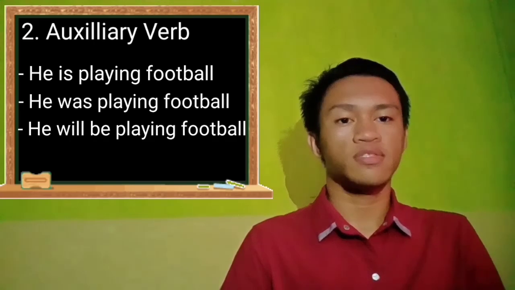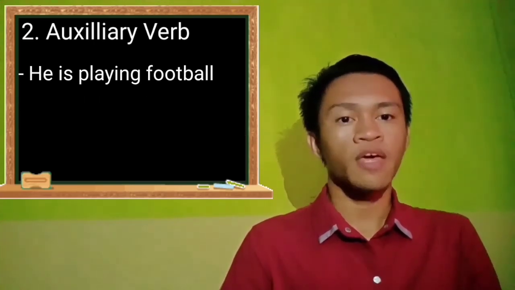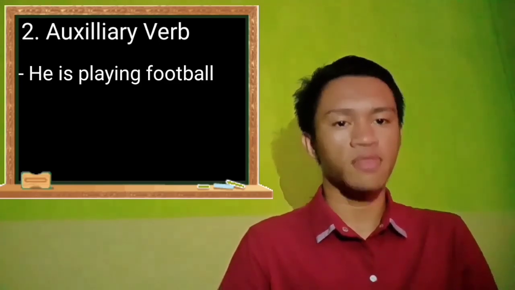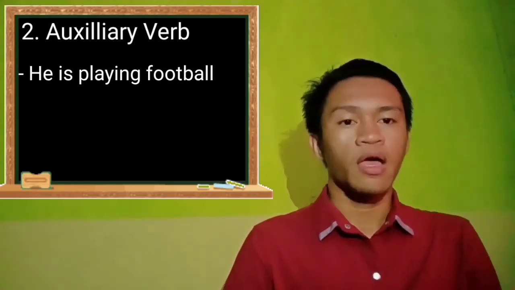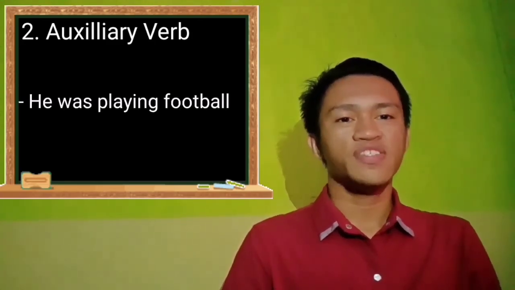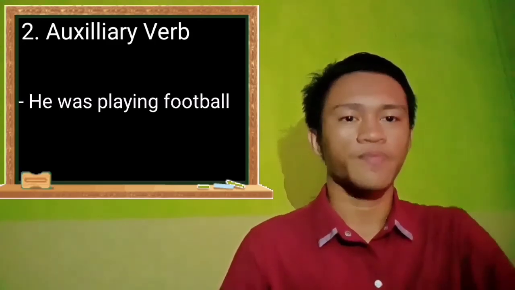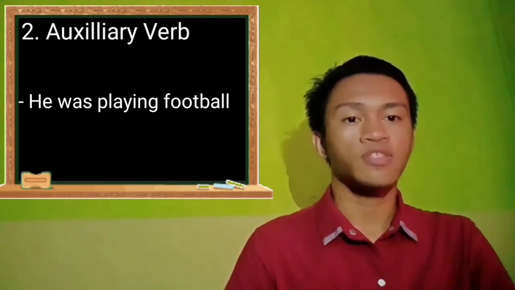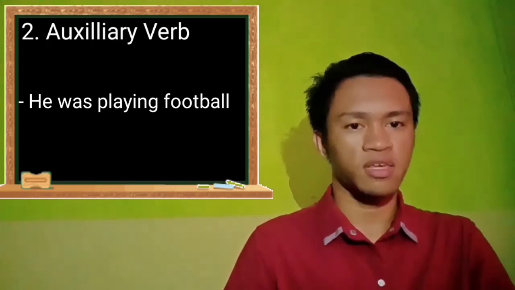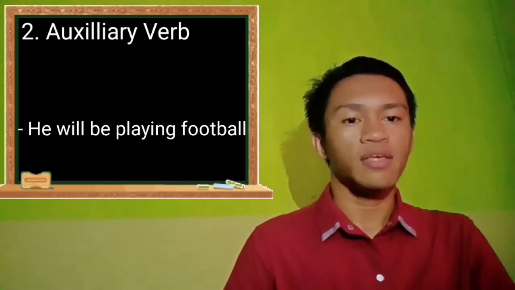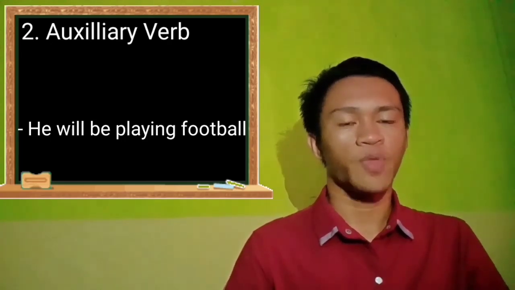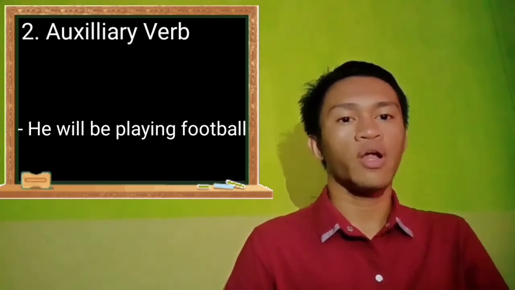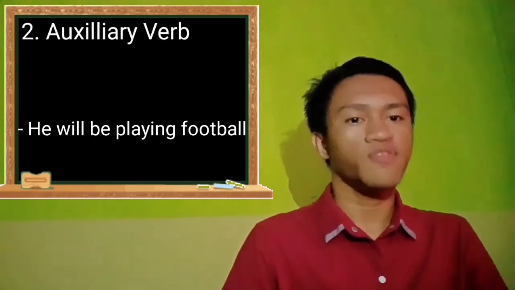We can see at the first sentence, there's an auxiliary verb is. It means that he's playing football presently, at this time. In the second sentence, there's an auxiliary verb was. It indicates that he was playing football at one time in the past, not presently. And in the last sentence, there's an auxiliary verb will be. It means that the action, or he will be playing football, is in the future.